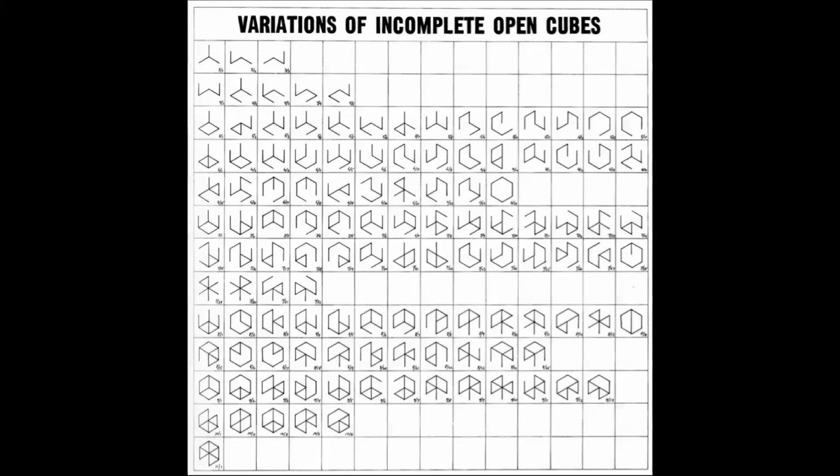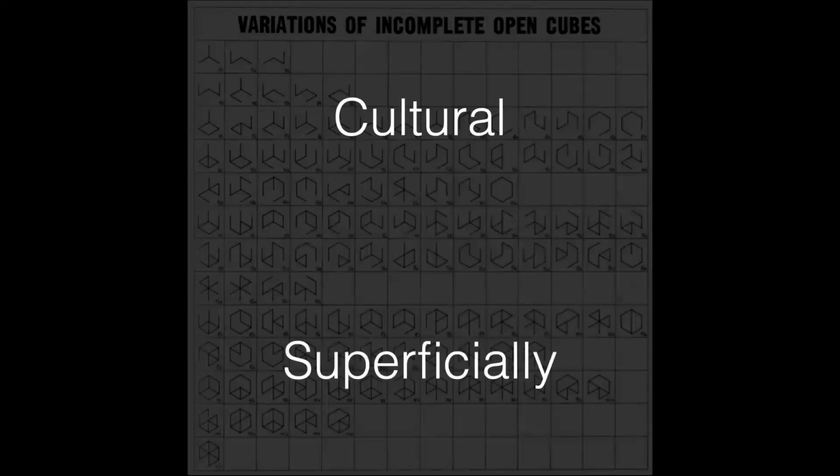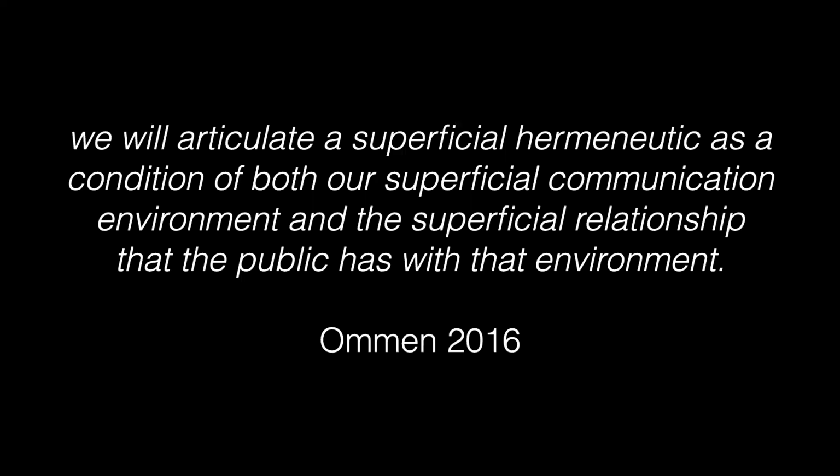This raises an important question. How come that no one else noticed or pointed this mistake before? It seems that for decades, this artwork was mainly considered in its cultural level, not on its algorithmic or technical dimensions. And even on the cultural level, the work has mainly been considered just superficially. Oman 2016 states that we will articulate a superficial hermeneutic as a condition of both our superficial communication environment and the superficial relationship that the public has with that environment. Art is indeed part of the environment.